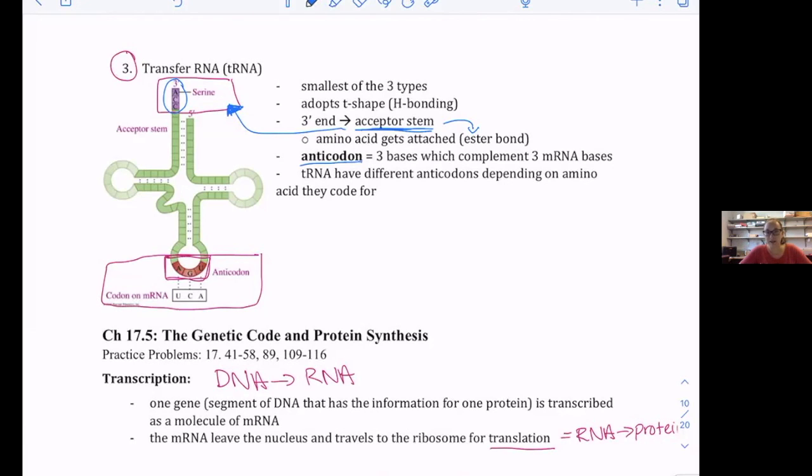tRNAs have different anticodons depending on the amino acid they code for. This particular anticodon is going to have a specific chain, or the overall primary structure is going to be specific to this anticodon. So if it's AAC here, it's going to be AGU here, kind of thing. And it's got a very specific chain. So this anticodon says what kind of amino acid is going to be attached. A very specific amino acid is attached for the specific anticodon. And you'll see why that's important in the next section.